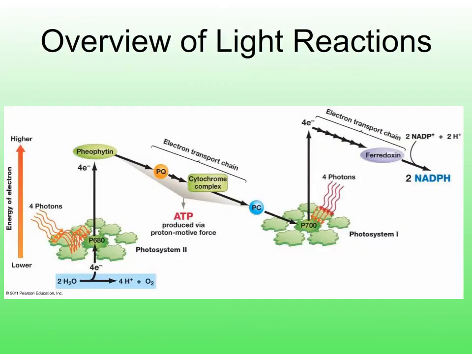This diagram shows an overview of the light reactions in terms of energy. The energy from photons is used to boost electrons from P680, and their energy is used to pump protons and eventually make ATP. The energy from photons is also used to boost electrons from P700 and eventually make NADPH.